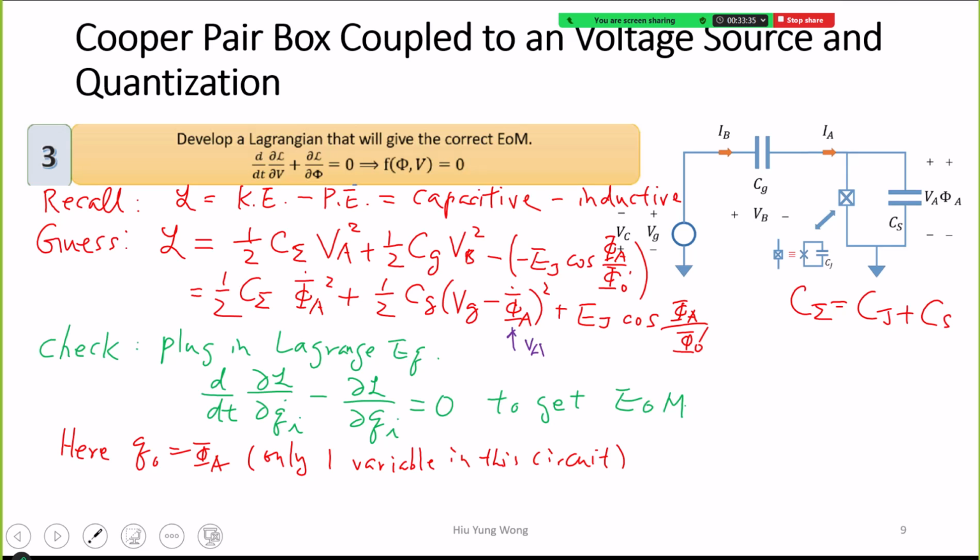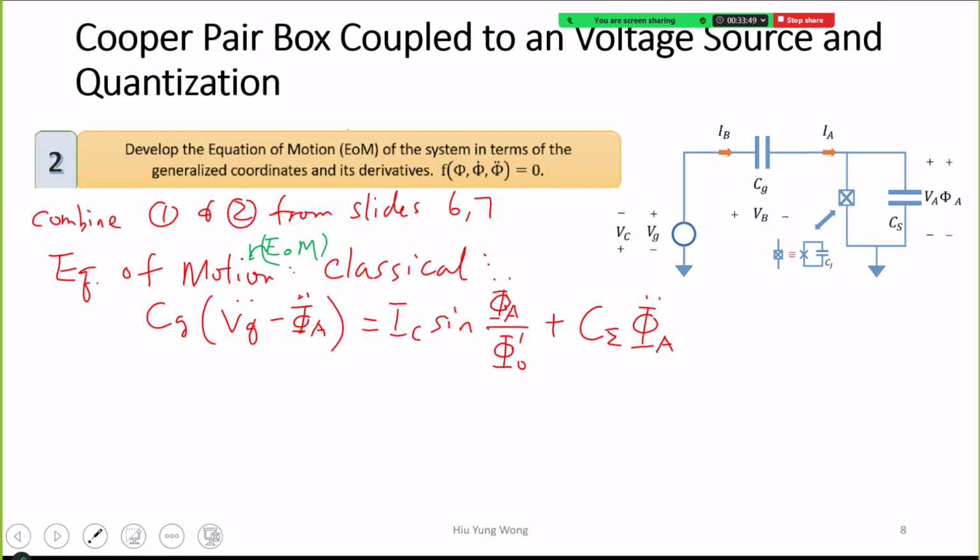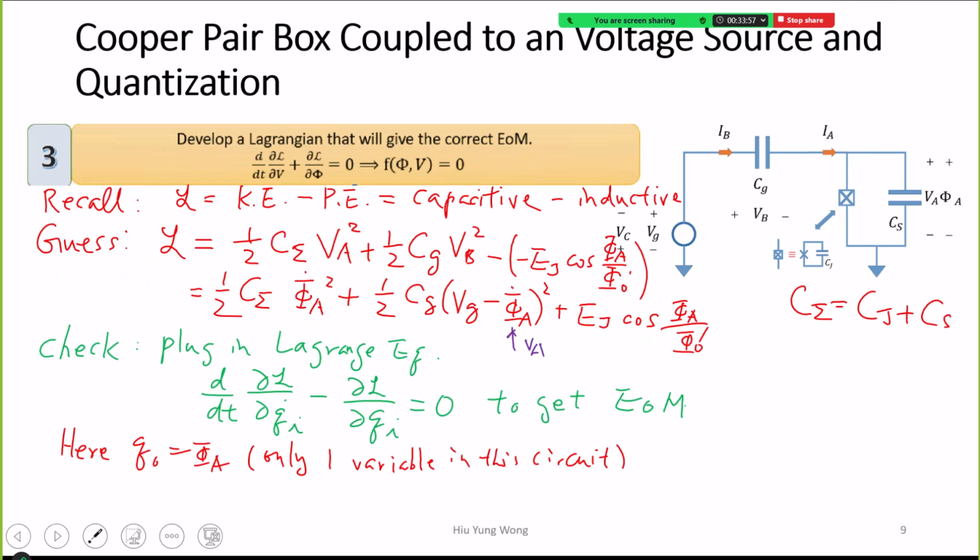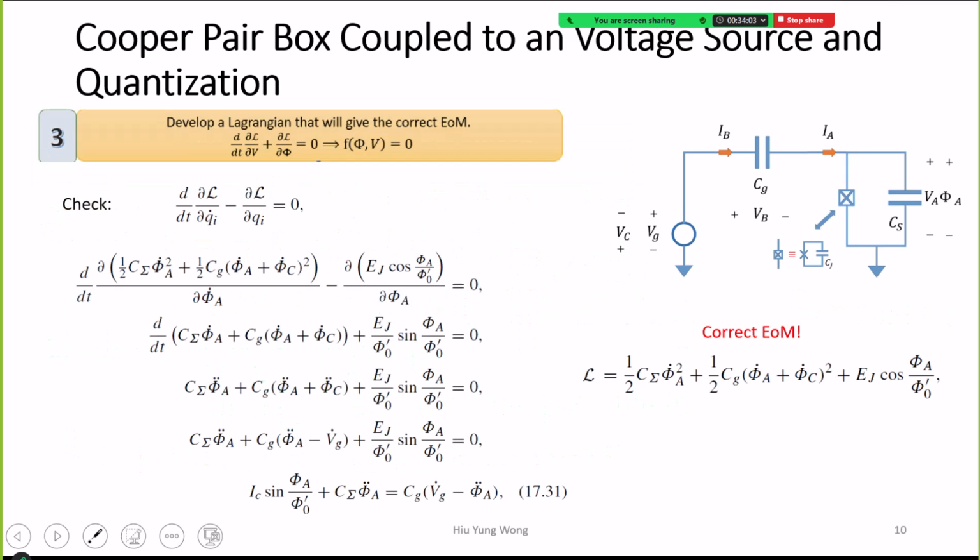And we want to check if this is correct. I'm going to plug this into the Lagrange equation. Of course, I only have one variable, phi A, so I only have one Lagrange equation. I need to check that the equation derived by this Lagrange equation is the same as the true equation of motion of this system, the one we derived classically. So let's check this equation, where Qi equals phi A.